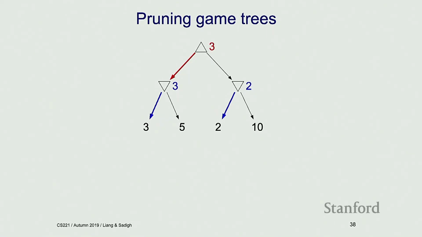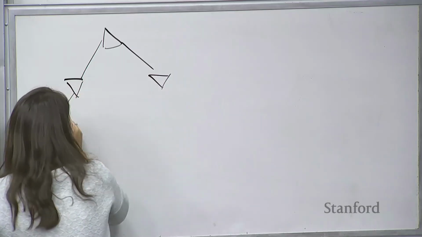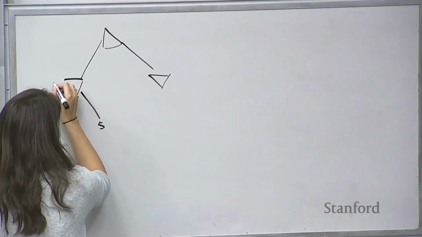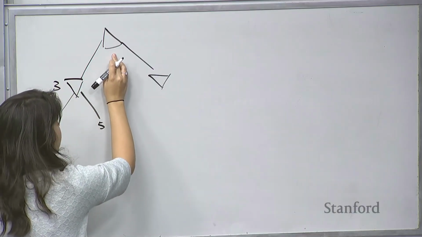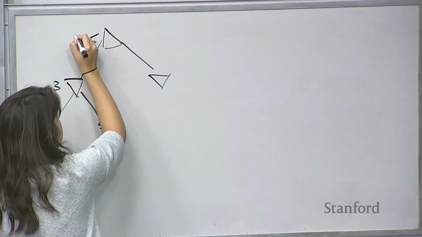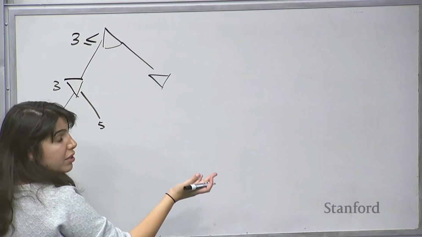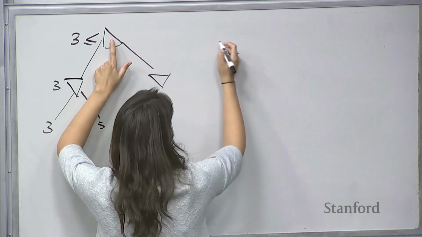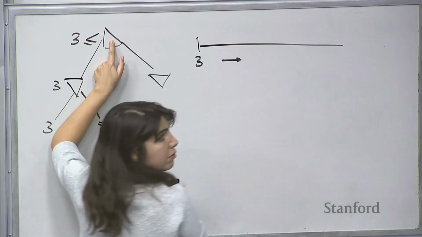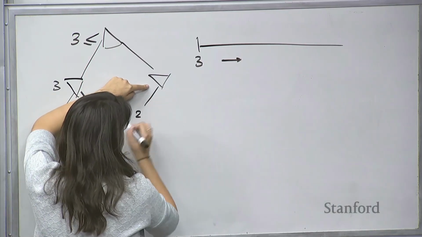So I have this max node. This was 3. This was 5. I found that this one is 3. This is a max node. Whatever it gets, it's going to be greater than or equal to 3, because it's already seen 3, it's not going to get any value less than 3. So whatever value we get at this max node is going to be 3 or higher. Then I go down here, and I see 2 here.